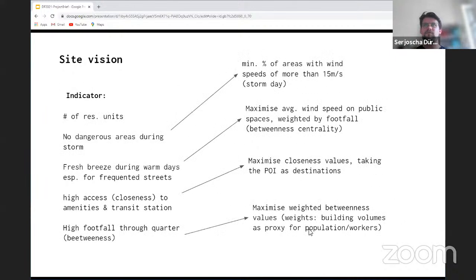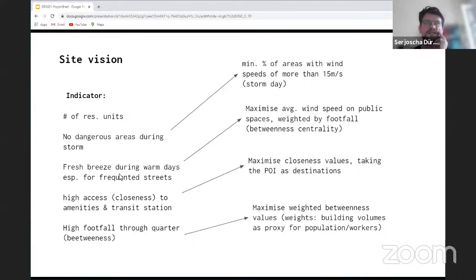Now we can get even a bit more specific. Number of residential units is self-explanatory. We just have to come up with a target number. But with no dangerous areas during storms, we can be more specific, saying we want to minimize the share of areas with wind speeds of more than 50 meters per second during a storm day. That's the Lawson criteria. 50 meters per second is usually seen as dangerous, not only uncomfortable, but also a bit dangerous for health.